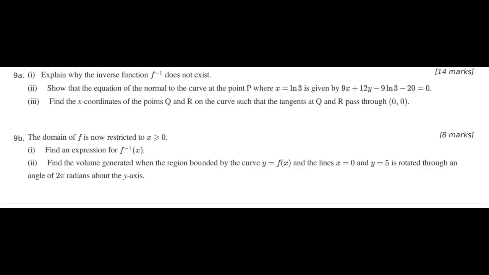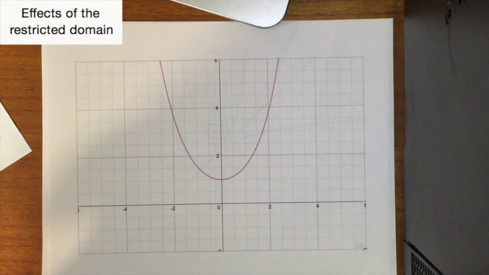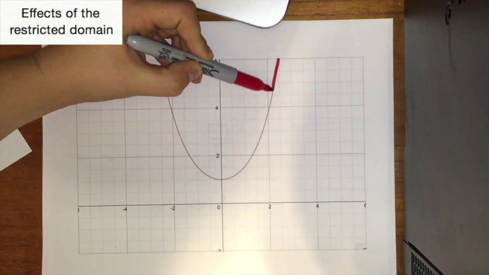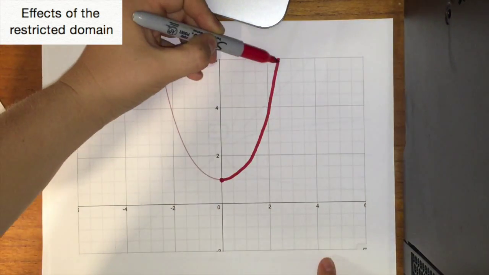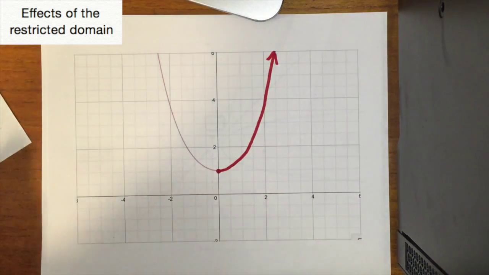So in 9b, the domain of f is now restricted to x's greater than or equal to 0. And what that means for our function is that the shape that used to be pretty parabolic is now just going to be half of one, because it's only defined when x is greater than or equal to 0, on the right half of the graph.